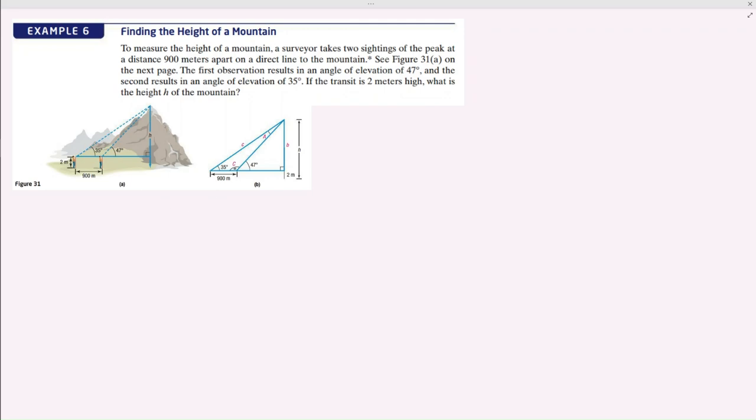Now let's talk about what we know. We can determine the C angle from the 47 degrees because this is 180 degrees, so if I just take that 180 minus the 47, we're going to get 133. Okay, and so let's go ahead and pop in here. The C is 133.